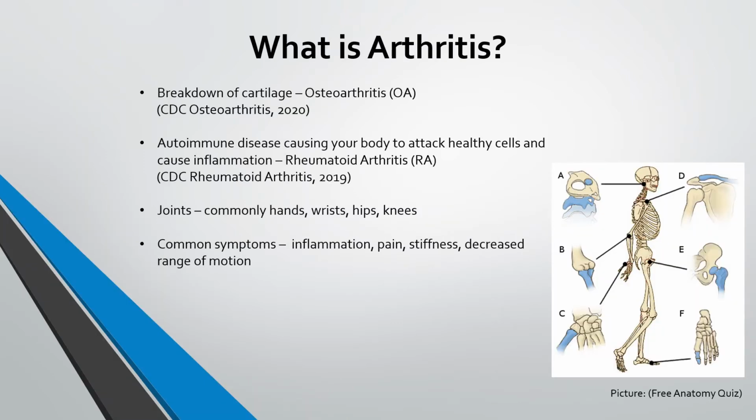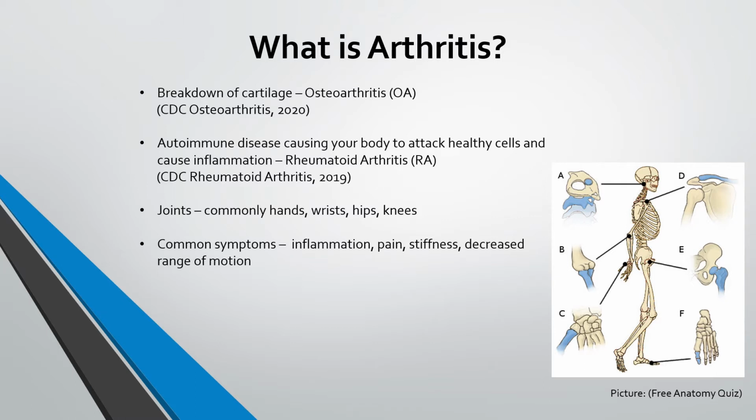So what is arthritis? Arthritis can have many different causes. It can be from breakdown of cartilage, which would be osteoarthritis. It could be from an autoimmune disease, so basically your body would attack your healthy cells in your synovial membrane and cause inflammation, and that would be rheumatoid arthritis. I'll talk a little bit more about those on the next slide.